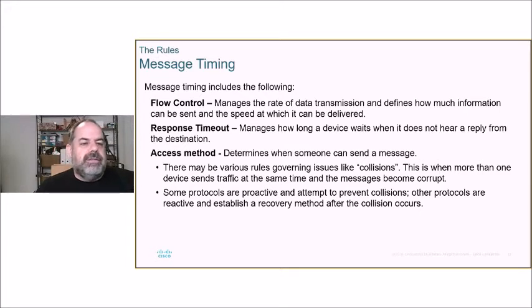Message timing includes the following: flow control and response timeout. Flow control manages the rate of data transmission and defines how much information can be sent and the speed at which it can be delivered. It's probably done in more than one place. When we're talking about Ethernet, there's fast Ethernet and there's gigabit Ethernet, and they have their own rates of transmission, but that's very low level. At a higher level, we might have a client that's talking to no one else but this server, but the server it's talking to might be talking to hundreds or thousands of hosts, and so you might need to slow down transmission to that server if there's lots of hosts communicating at the same time. So there are several levels of that.